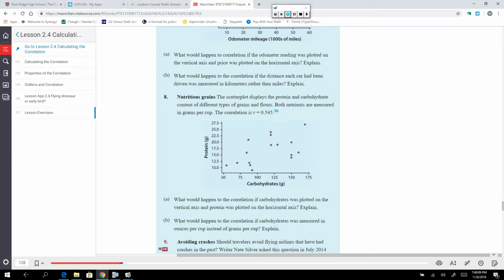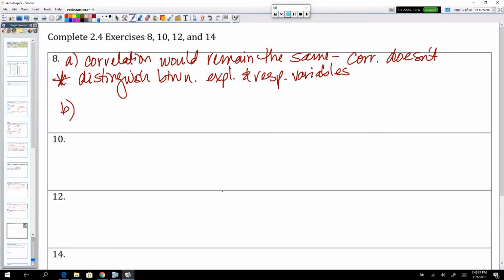Part B, what would happen to the correlation if carbs was measured in ounces per cup instead of grams per cup? So if we changed the unit of measure on carbs, but not on protein, would the correlation change? I'm not talking about the scatter plot itself. I'm talking about the correlation of the data. I'm certainly, by giving you these extra comments, leading you down a path, right? I'm leading you, hopefully, to think she must be implying correlation would remain the same again, and that's exactly what I'm saying. The correlation would remain the same.